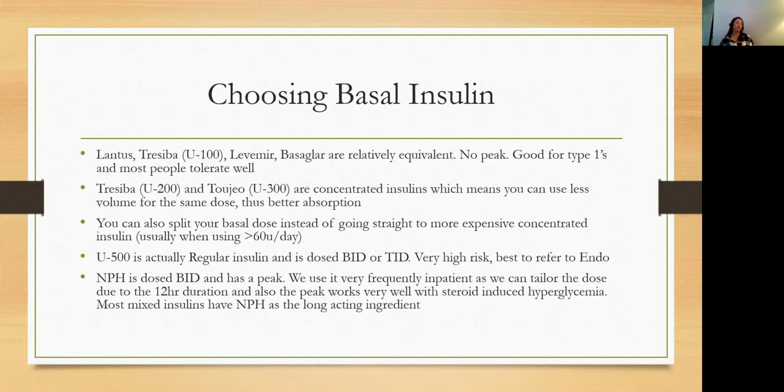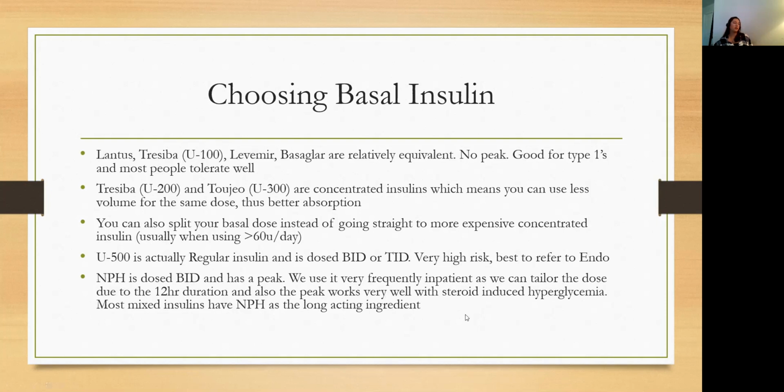If you ever see somebody on U500, this is a totally unique situation and really should be handled by endocrinology. If you have somebody who is requiring over 100 units of insulin a day, you should just refer them. U500 is actually regular insulin, which is only on board for 6 hours, so it's usually dosed twice a day or 3 times a day. It's a completely different dosing regimen than any other kind of insulin. So if somebody's on U500, it's high risk, and you should just refer them. But it is something to be aware of because sometimes patients will come in the hospital and people will think they're just on regular U100 insulin, but it's actually U500, which is a huge difference, 5 times stronger.